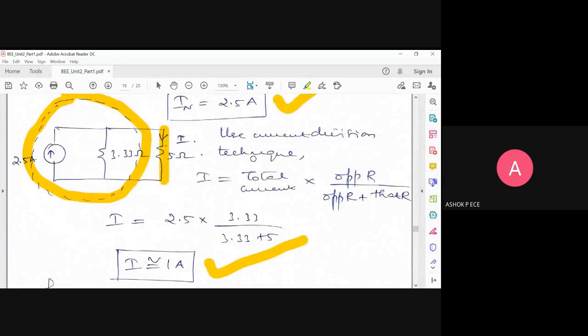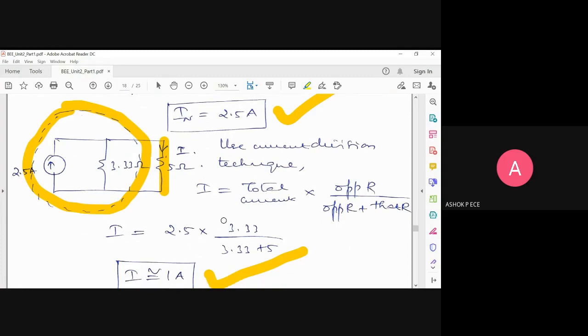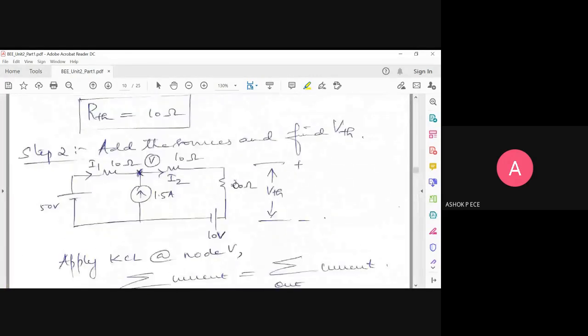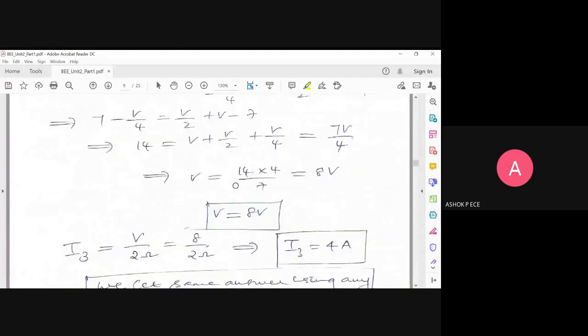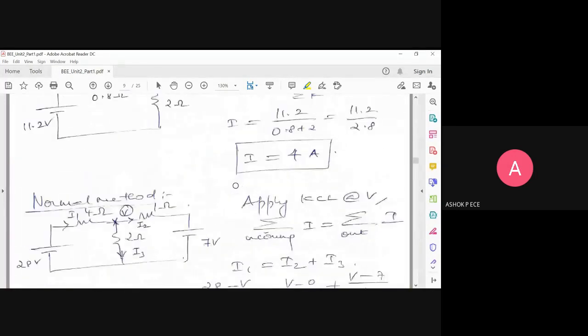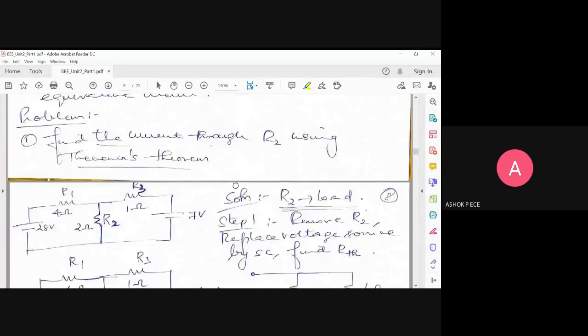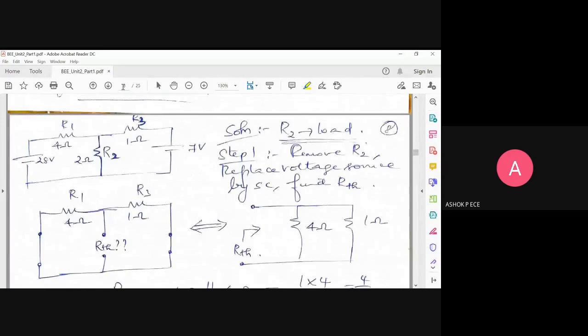Norton's theorem. We have seen one problem in Norton's theorem: how to find current through a resistance using Norton's theorem. And this current, whatever you find using Norton's theorem or Thevenin's theorem, any method you use, the answer will be the same. Let me check if we have done the same problem using Thevenin's theorem. I don't think we did. No, we did not. Okay, that's fine.